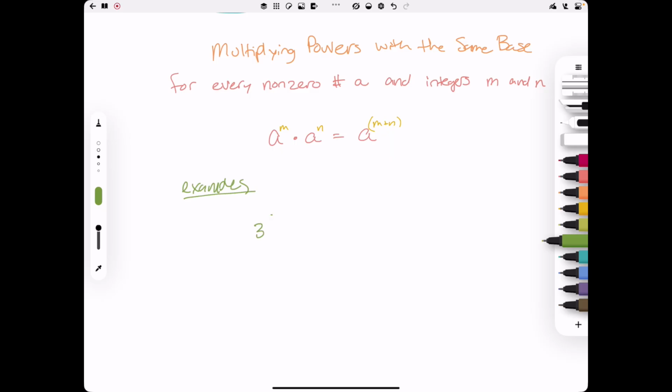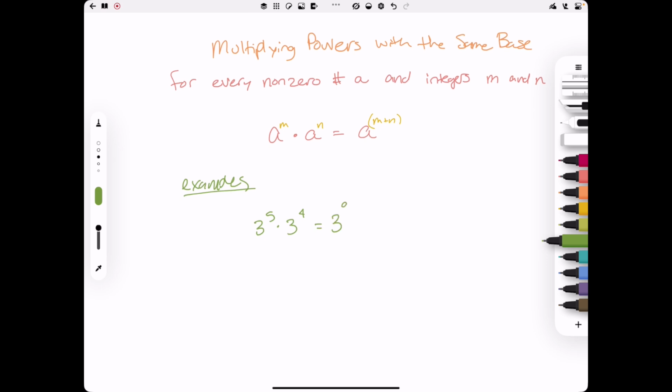If I have 3 to the 5th times 3 to the 4th, they have to be the same bases. What would I get? 3 to the 9th, because I'm adding the 4 and 5. Or if I have variables, h to the 2nd times h to the 9th, what would that be?